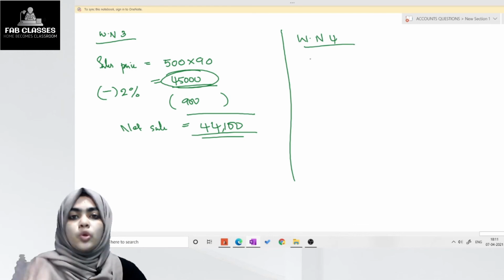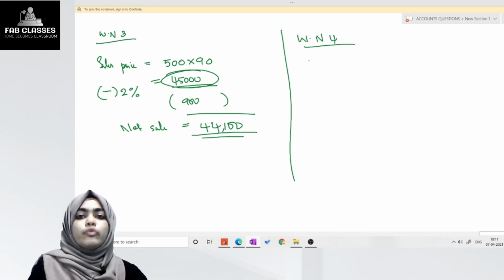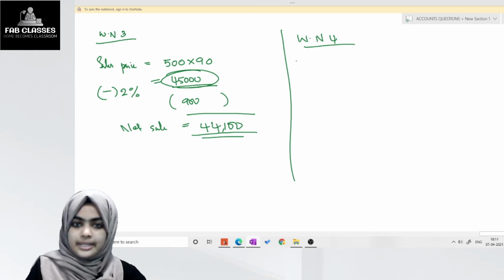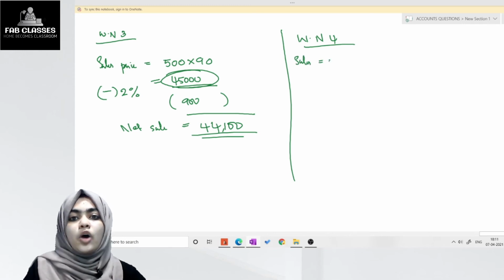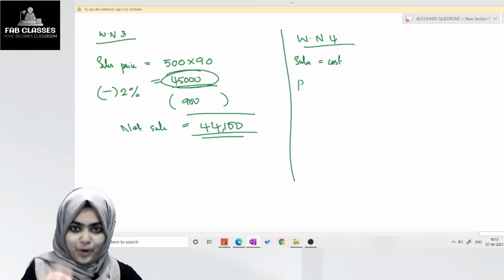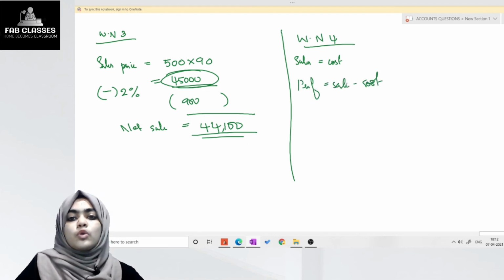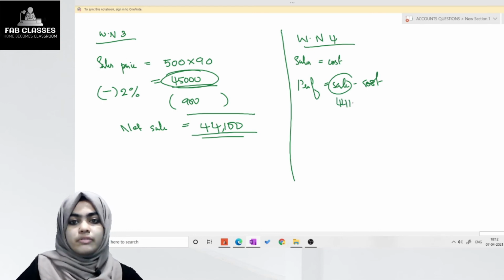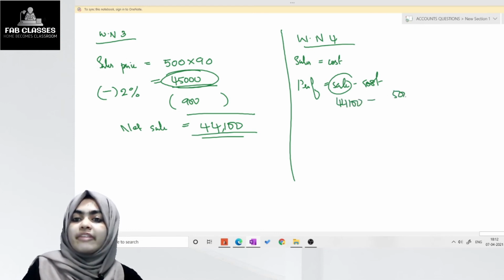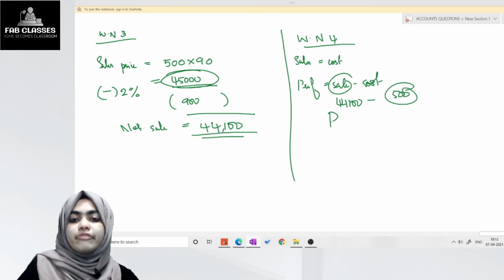For that purpose, we know the sales value will be cost plus profit, right? So in order to understand how much the profit is, the profit value is sales minus cost. We know the sales value, that is 44,100, but we don't know the cost of these 500 shares. So we have to find how much the cost of these 500 shares is.